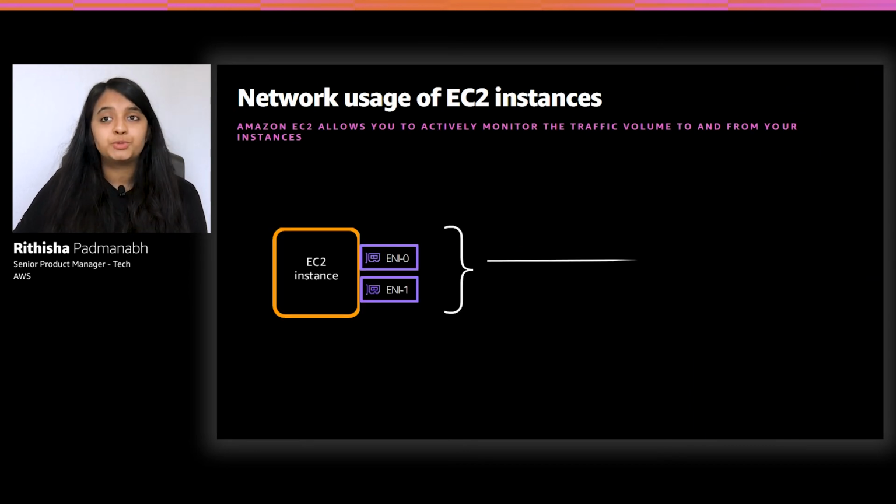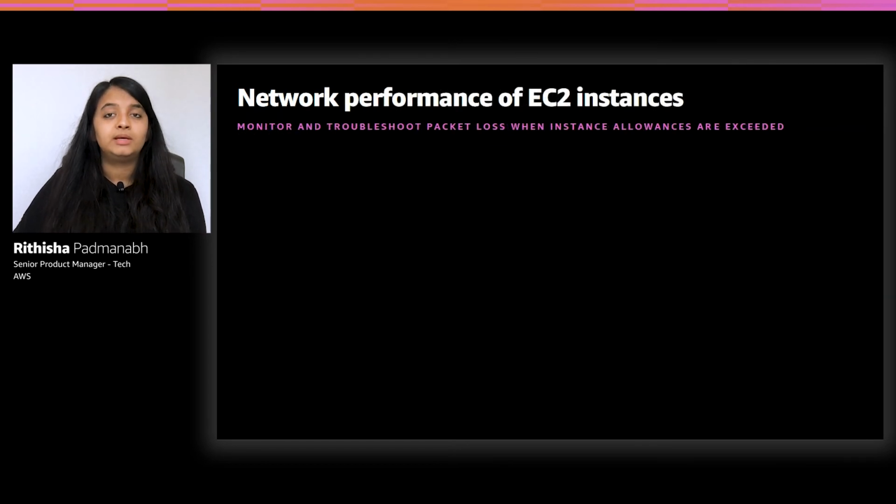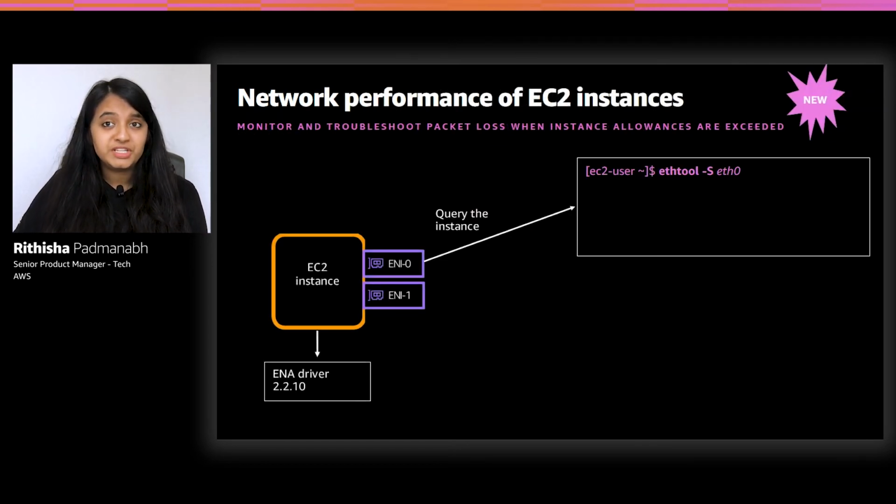First of all, EC2 provides CloudWatch metrics that enable you to monitor network bytes in or out and packets in or out of all the network interfaces on an EC2 instance. In addition, a new feature is that EC2 now also provides network interface level metrics that track when traffic exceeds its fair share of allowance on an instance.